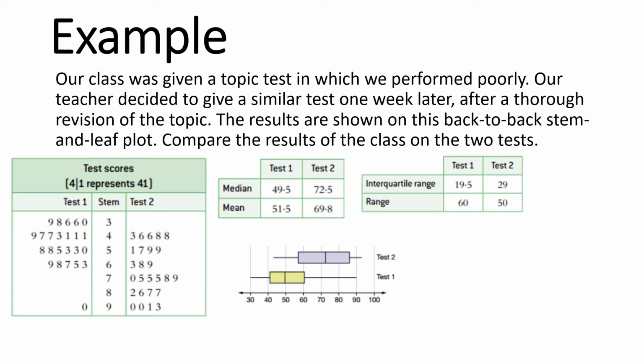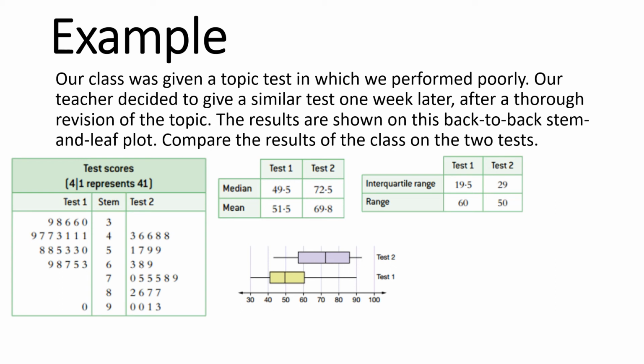Then if we have a look at the spread of the data, we can see that the interquartile range for test 1 was 19.5 and the interquartile range for test 2 was 29. So the spread of the scores in test 1 is smaller than in test 2. There is also an unusual feature in test 1. There is an outlier of 90, and this makes the range an unreliable measure of spread because of the outlier of 90.